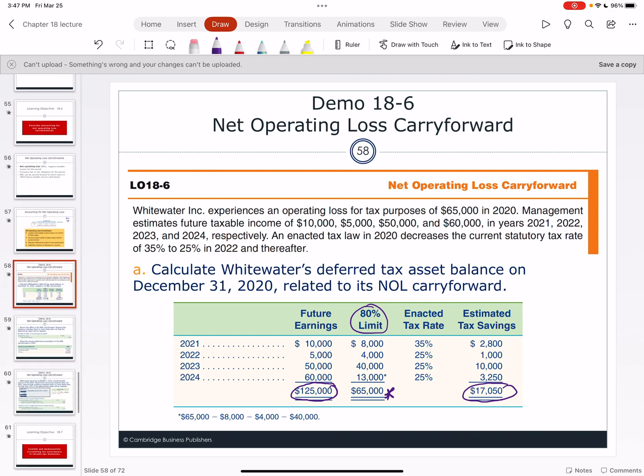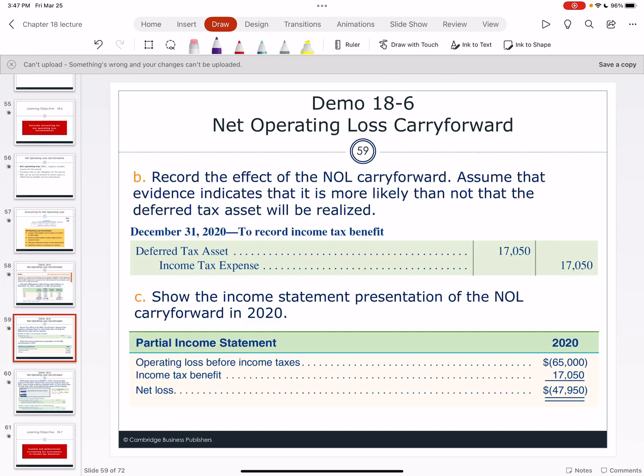How's that manifest itself into a journal entry? What I'm going to do is take that total estimated savings and I'm actually going to credit tax expense. That's going to feel super strange. Remember, this is only when you're initially recording your loss. And so think about how the income statement looks. Go down here, look at the bottom of the page.